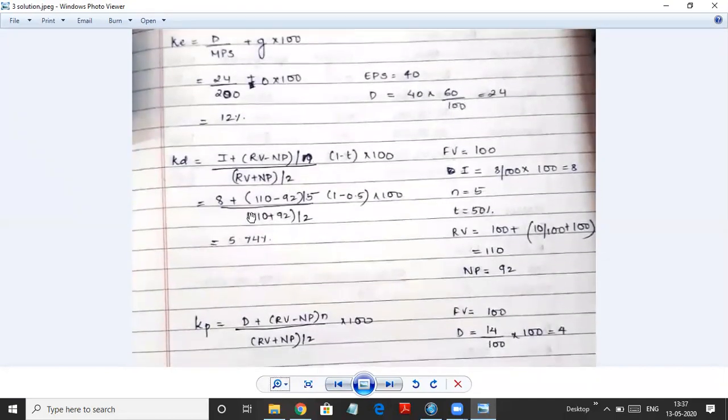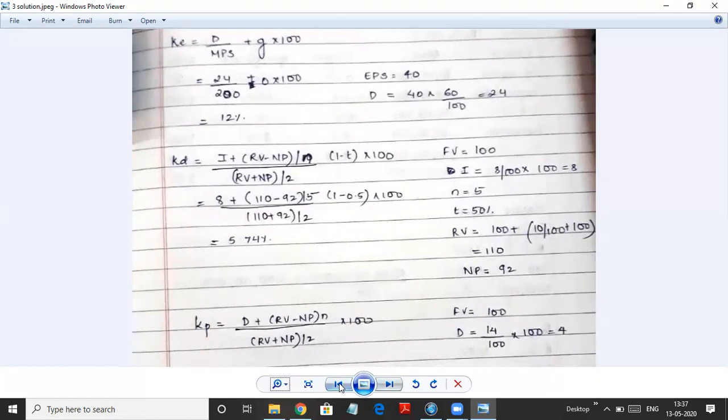Now cost of debt. The debt is redeemable, so we are using the redeemable formula. We assume face value as 100, interest is 8%. So 8% of 100 is 8 rupees. It is redeemable after 5 years, so N is 5. Tax rate is 50%.